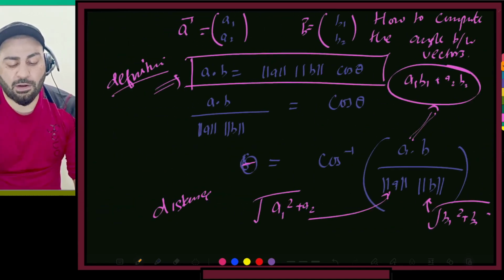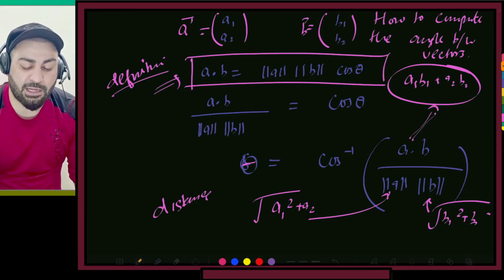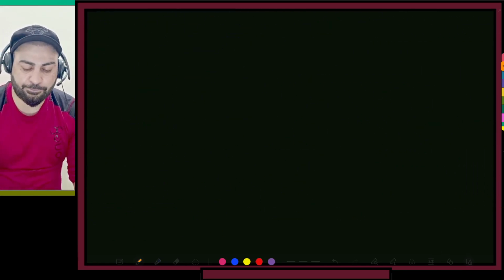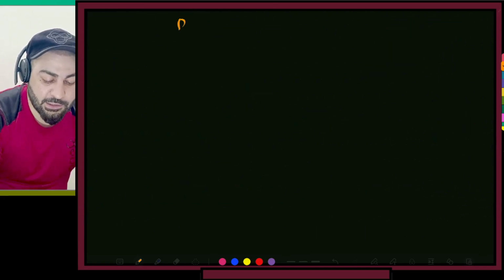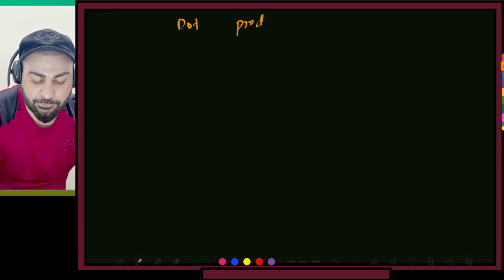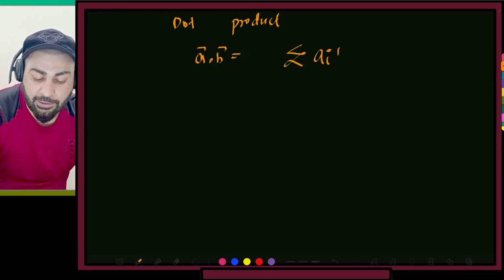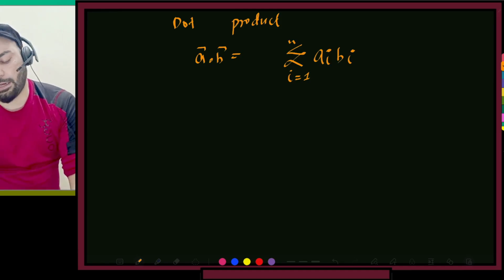So how to compute the cos theta. If somebody tells you the components of these vectors, I'll make this formula more generic. To summarize, if we have a dot b, how do you define it? Summation of a_i b_i, i goes from 1 to n. So this can be an n-dimensional vector. We don't know, n can be anything.